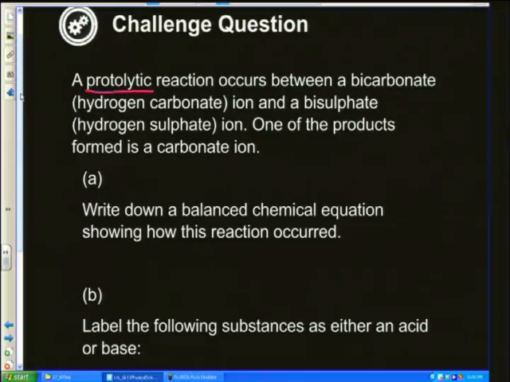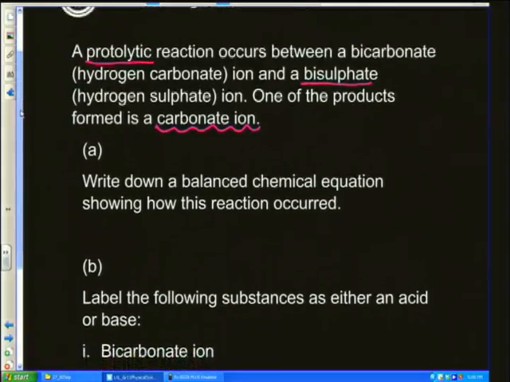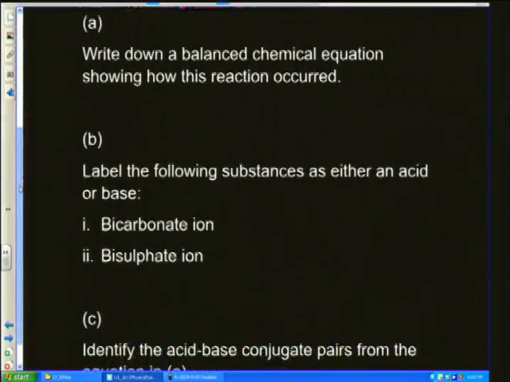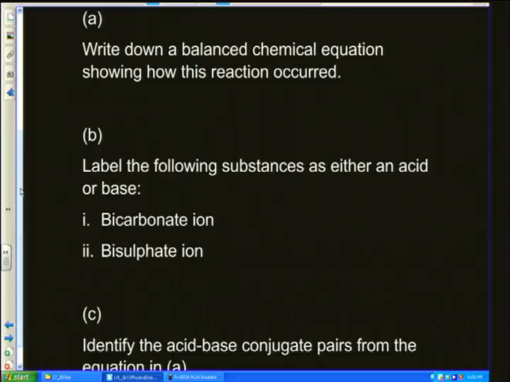A protolytic reaction occurs between a bicarbonate, or what we call the hydrogen carbonate ion, and a bisulfate, or what we call the hydrogen sulfate ion. One of the products formed is a carbonate ion. Let's see what the questions are saying. A: write down a balanced chemical equation showing how this reaction occurred. So we need a balanced equation here.